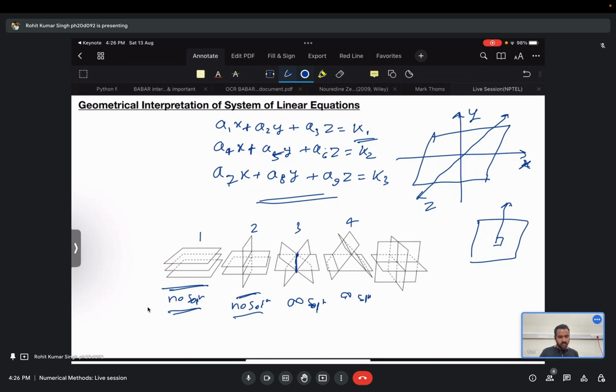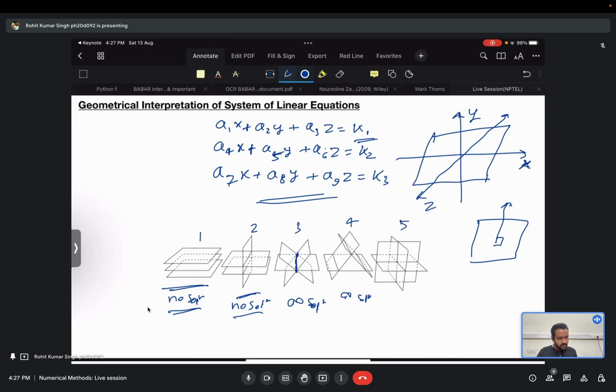Now you can think of many combinations of planes, right? These four are not enough. You can have any orientation. It just depends on your imagination. What can you imagine with three planes? Every scenario will be there for these different coefficients and different k values.